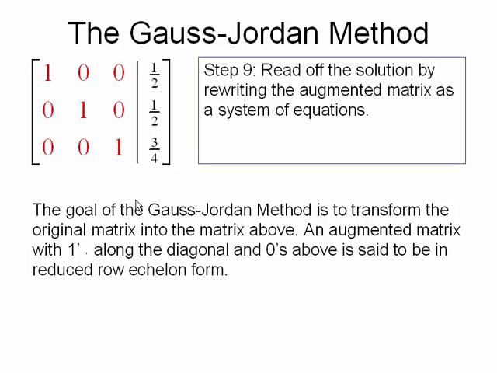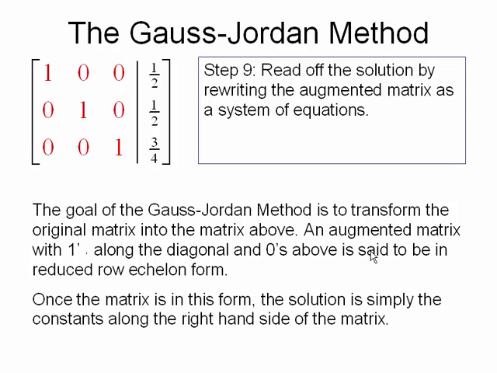The goal of the Gauss-Jordan method is always to transform that original matrix into a matrix like the one above. That means the augmented matrix with the 1s along the diagonal and the 0s above and below, that's what we call reduced row echelon form. Once the matrix is in that form, then it's simply a matter of reading off those constants on the right-hand side to get our solution.